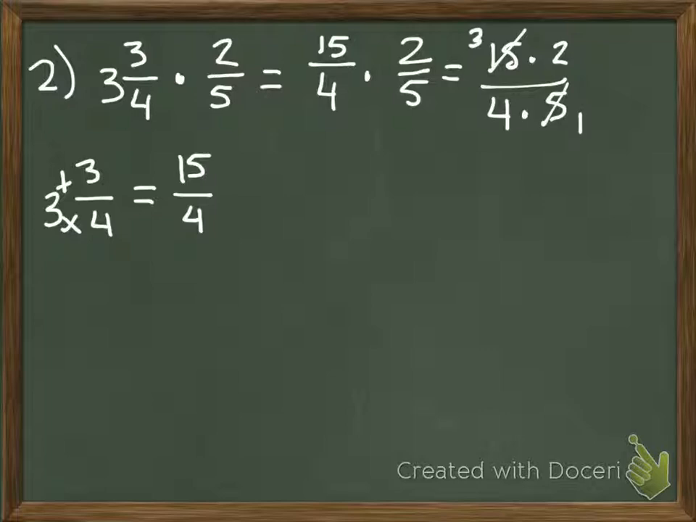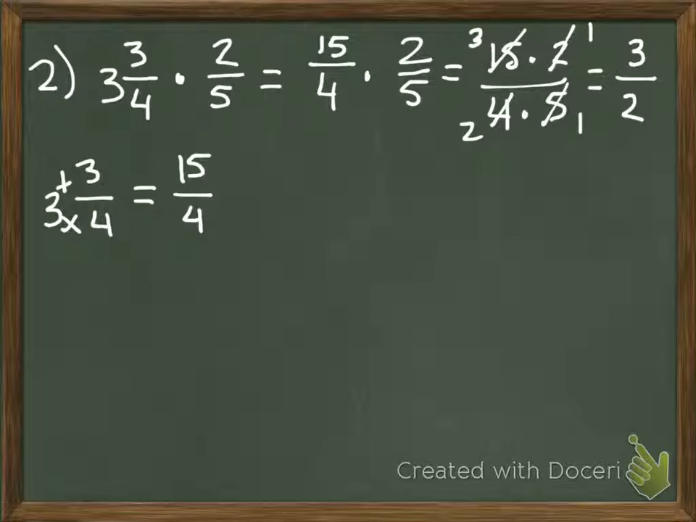Almost finished. We have a 2 and a 4 in the numerator and the denominator. I can divide out that common factor of 2. 2 divided by 2 is 1. 4 divided by 2 is 2. I'm finished simplifying. I can go ahead and multiply now. In the numerator, 3 times 1 is 3 over 2 times 1, which is 2.